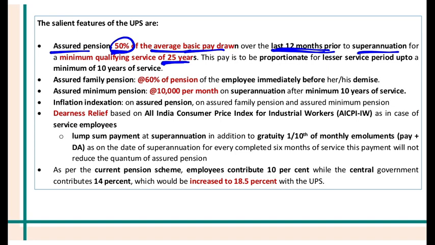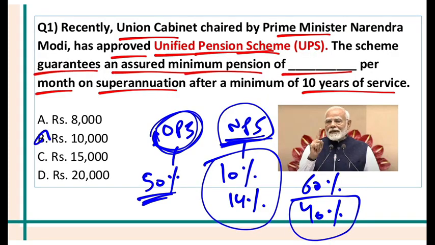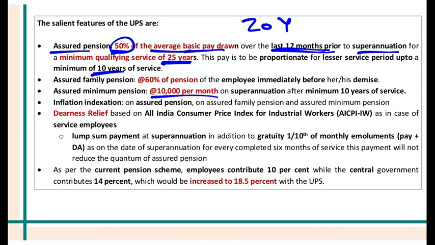Now let's say if you have served for 20 years, then what? Well, then you will get it in the same proportion. So 50% you get for 25 years, do the unitary method, you will get to know. And minimum you have to serve for 10 years to be eligible for pension. And if you have served for at least 10 years of government service, you will get at least 10,000 per month. So the answer to this question is 10,000 per month. This is the assured pension. Now let's say you die, then what?